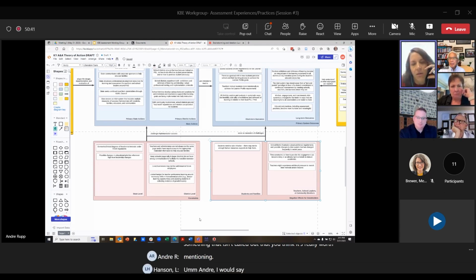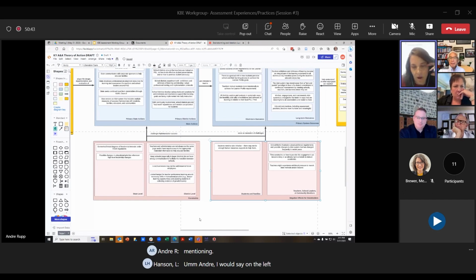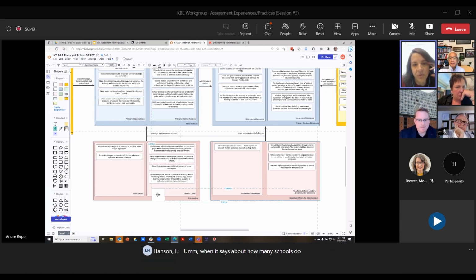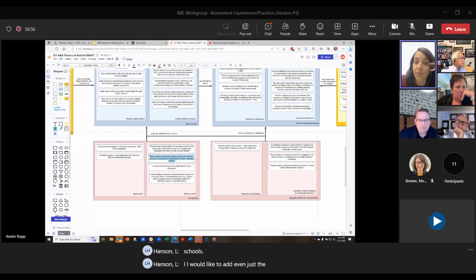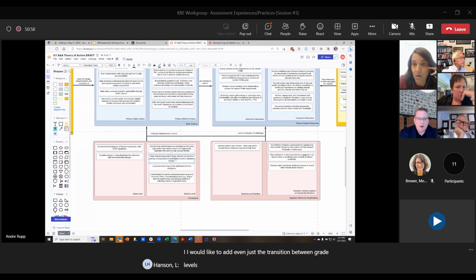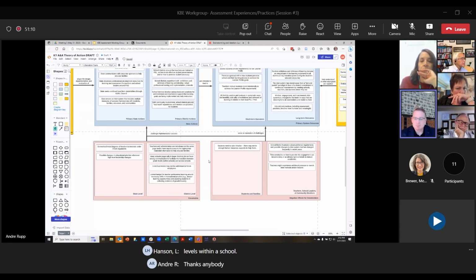Andrea, I would say on the left red box under district level, where it says how many schools do not communicate, especially during the transition between schools, I would like to add even just the transition between grade levels within a school. Okay. Right. Anybody else?